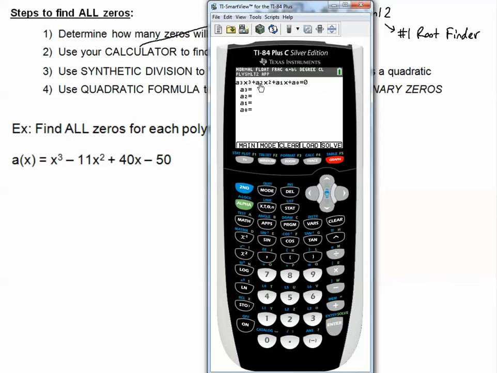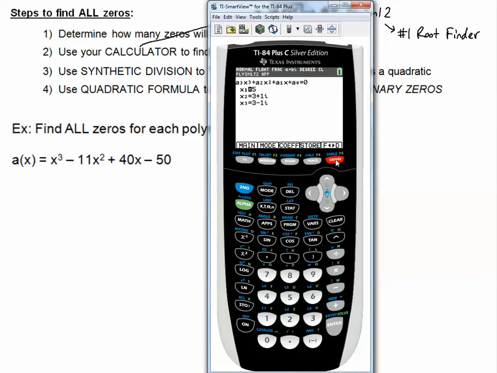Now here's our standard form for what we have, and we're looking for our coefficients in order. So the first one is 1, then negative 11, then 40, then negative 50. So let's input those, 1, and then negative 11, and I'll just push enter, and then 40, and then negative 50, enter. Once you have all 4 coefficients in order, let's hit solve.